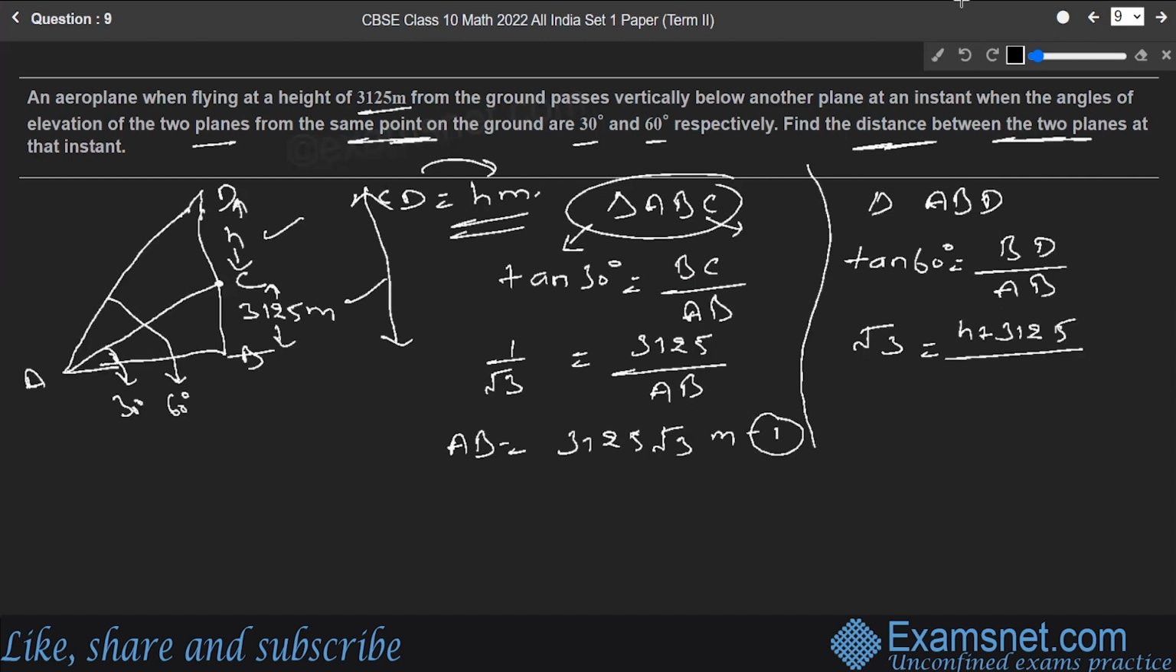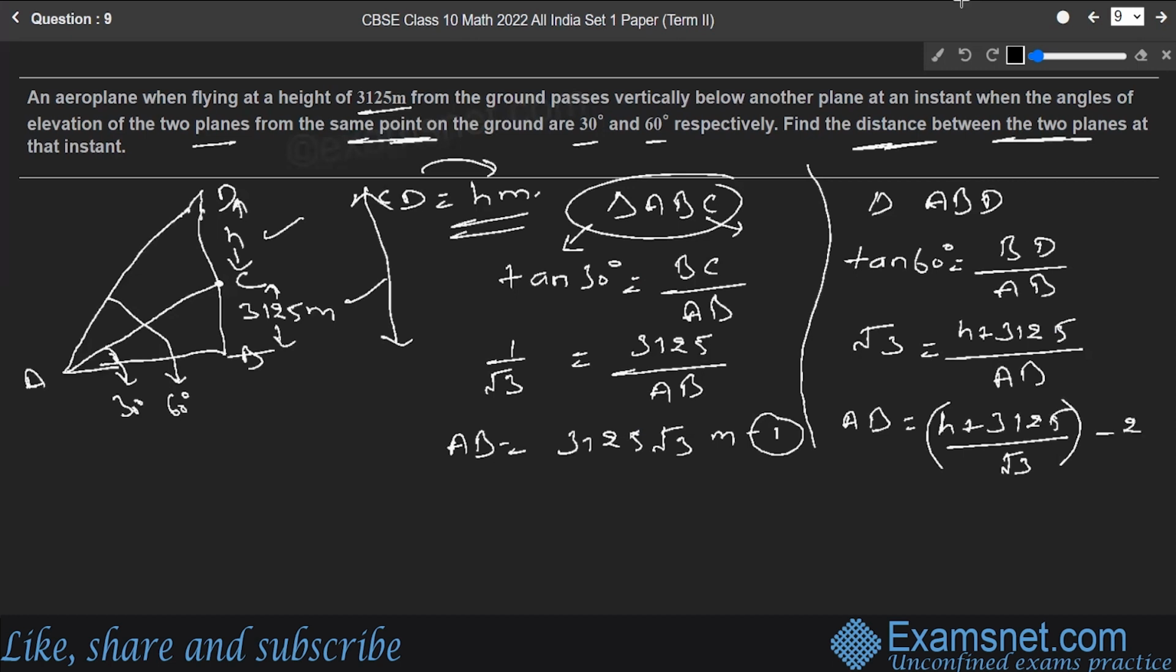AB value is how much? AB is supposed to be found out. That is an unknown thing. So from here we can find AB as (h plus 3125) upon root 3. This is the AB value from the second triangle.